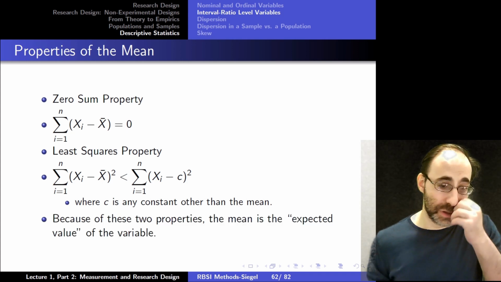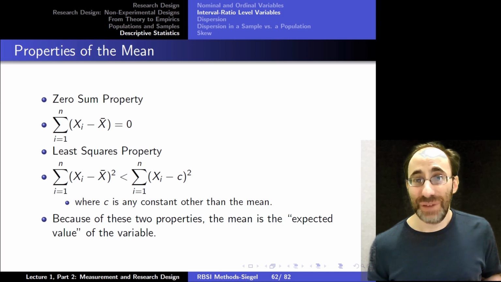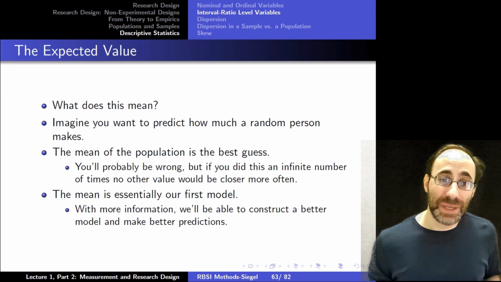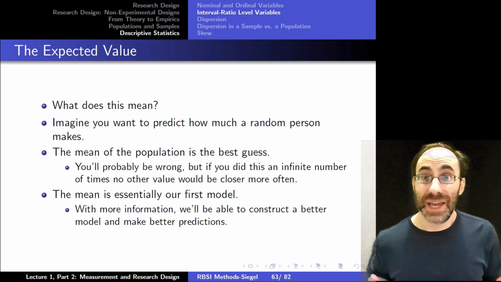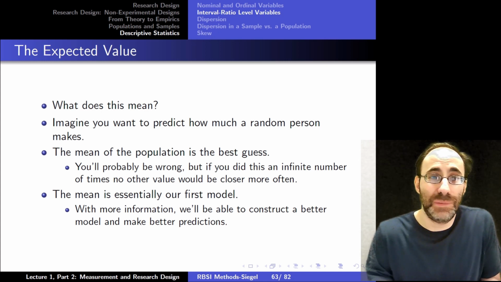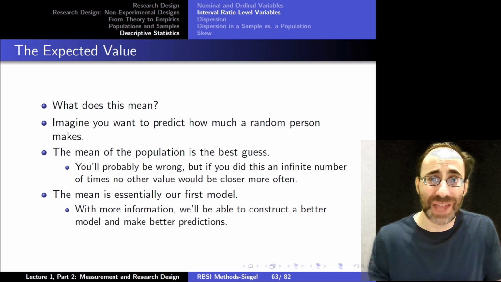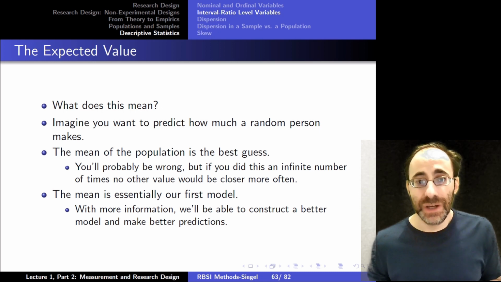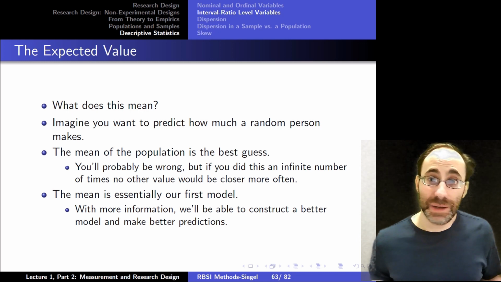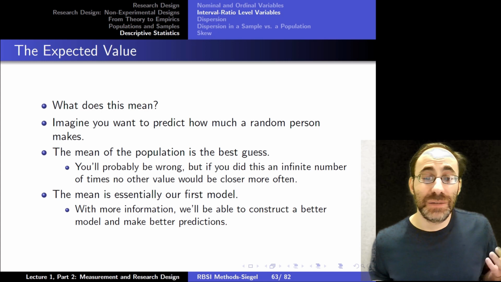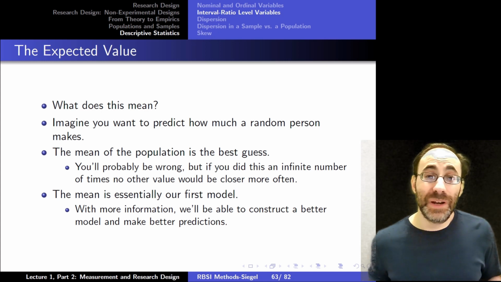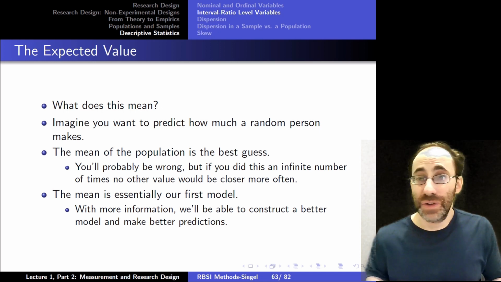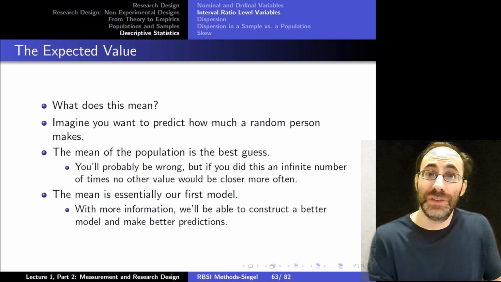Okay. So because of this, the mean is what we call the expected value. What does that mean? The expected value of a variable is really our first pass guess at what the value of the variable would be if someone just asked us off the top of our heads. So if you want to predict how much a person would make in income at random, the mean of the population is your best guess. You will surely be wrong. But if you do this an infinite number of times, no other guess you could have said would be closer than the mean.